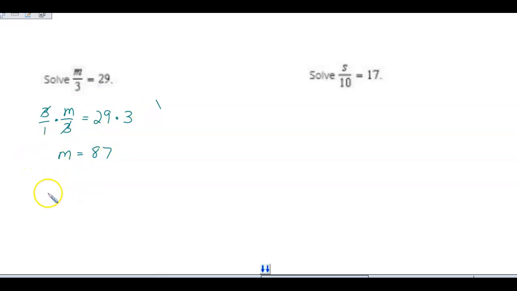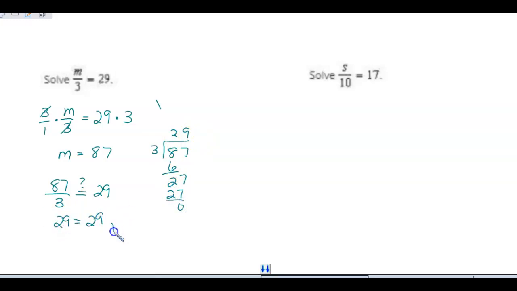And if I do a check step, if I take 87 and divide it by 3, will I get 29? 87 divided by 3 goes in 2. That goes in 9. Yes, 29 is equal to 29.